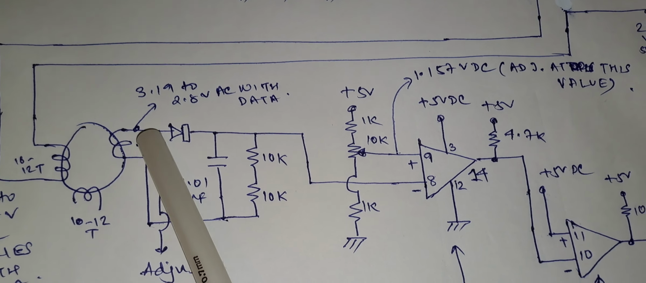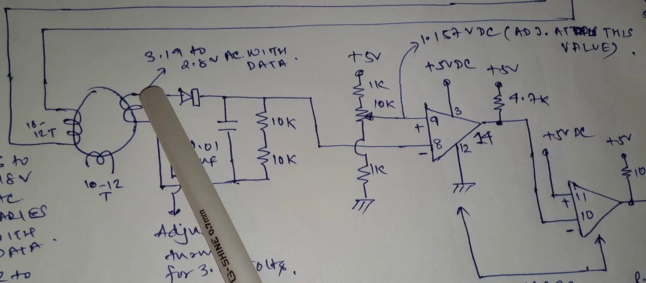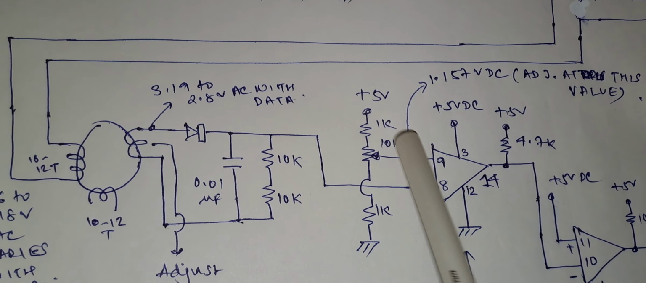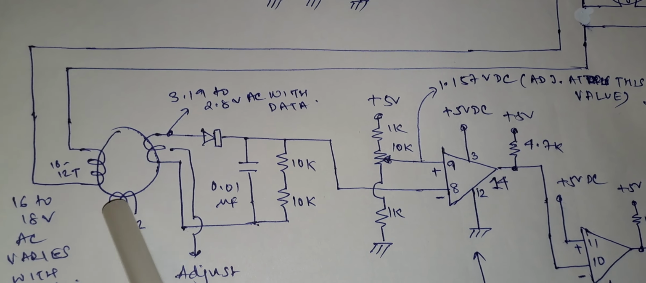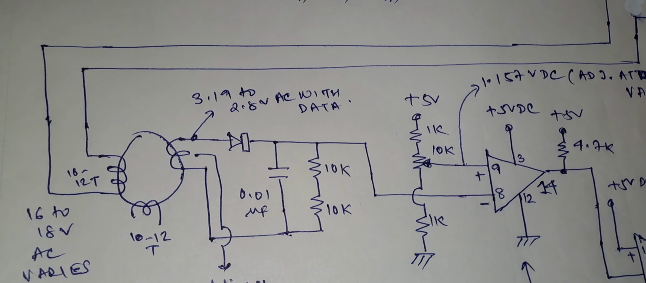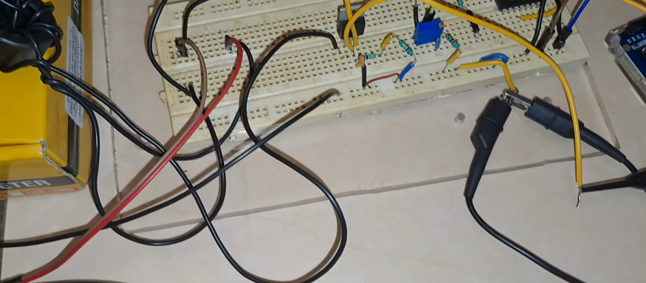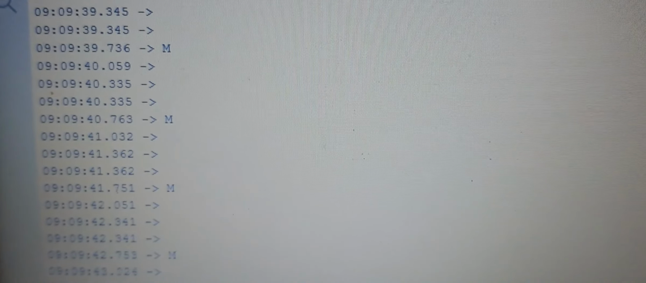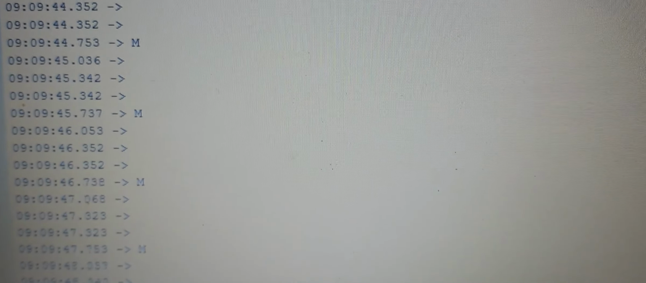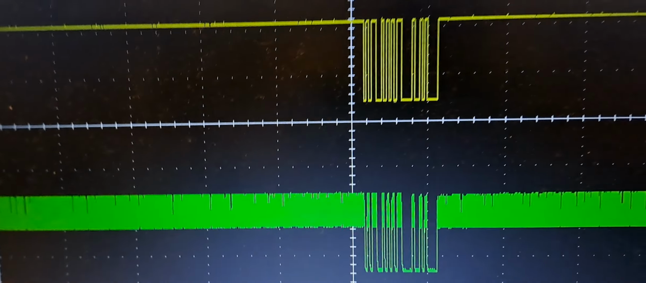Remember, the voltage at this point should be 3.9 to 2.8 volts AC, and the voltage at this point has to be 1.157 volts DC. These 2 points are very important for correct data reception. Now let us look into the data console first. Currently the lamp is off, and I am going to show you the data console with the received data. On the receiver data console, I am continuously receiving alphabet M. Let us look into the oscilloscope waveform.